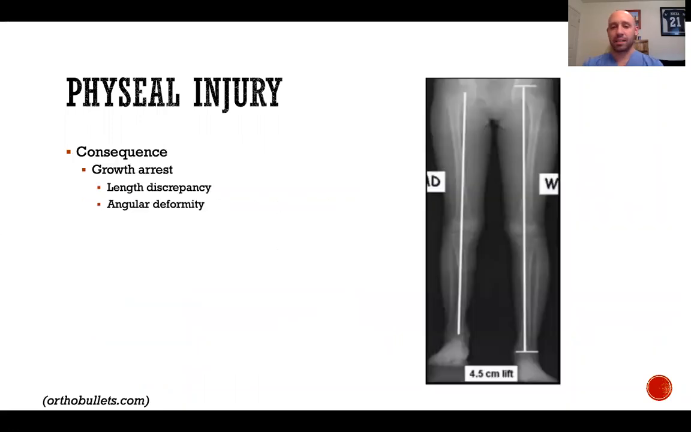So what happens if you get a physeal injury? You get a growth arrest. If you have an injury completely through the physis, then it's going to affect the whole physis, and you'll get a complete shutdown there, and therefore you'll get a length disturbance or discrepancy, which is pictured here. If you only injure part of the physis, you'll end up getting an angular deformity because one side of the physis is shut down while the other side is continuing to grow.